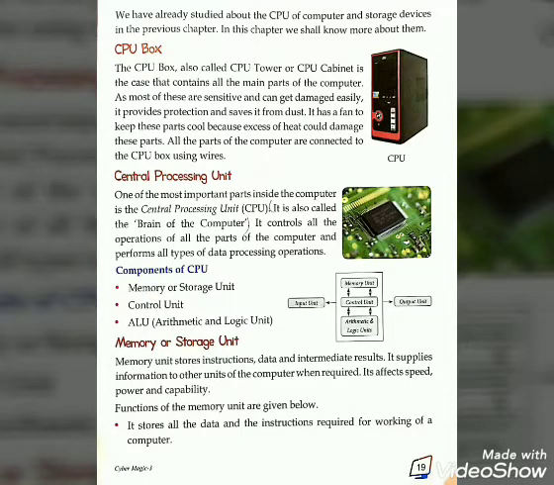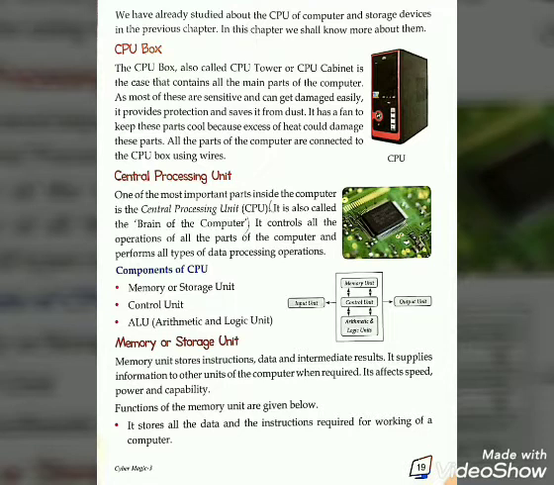Here we know that CPU stands for central processing unit. It is called the brain of the computer. If the question is which part of the computer is the brain of the computer, then don't be confused: the central processing unit, or CPU, is the brain of the computer. It controls all the operations of the computer and performs all types of data processing operations.